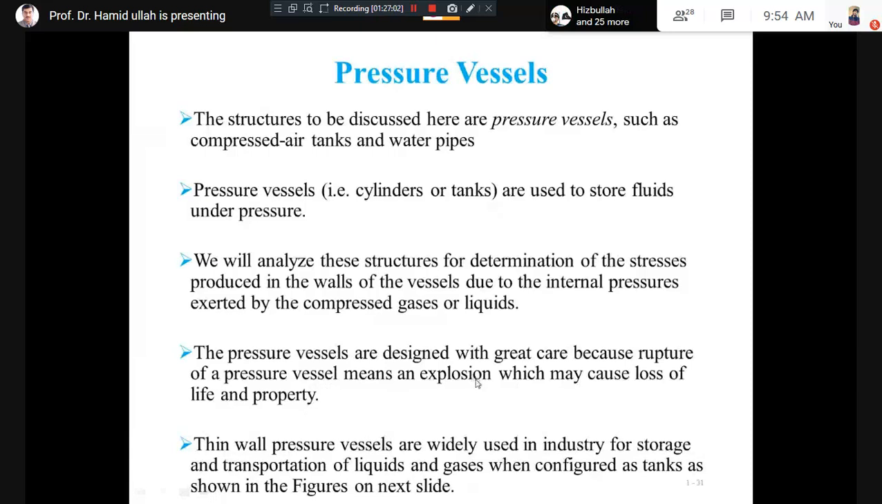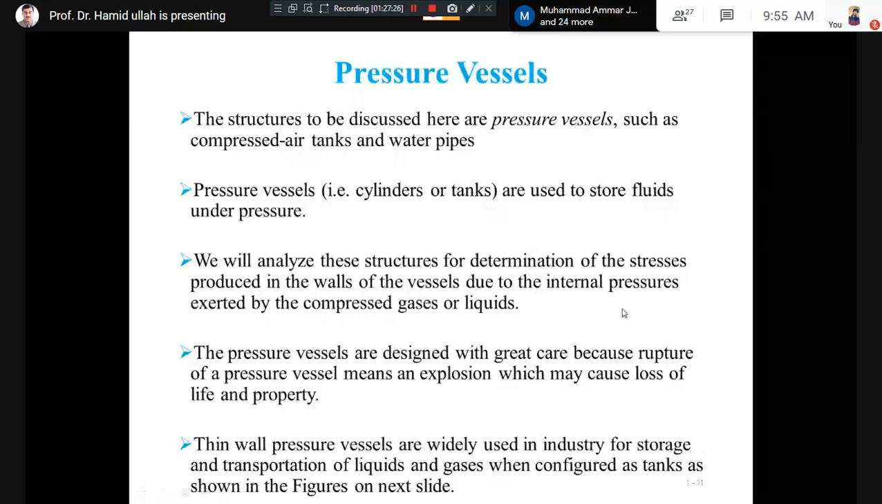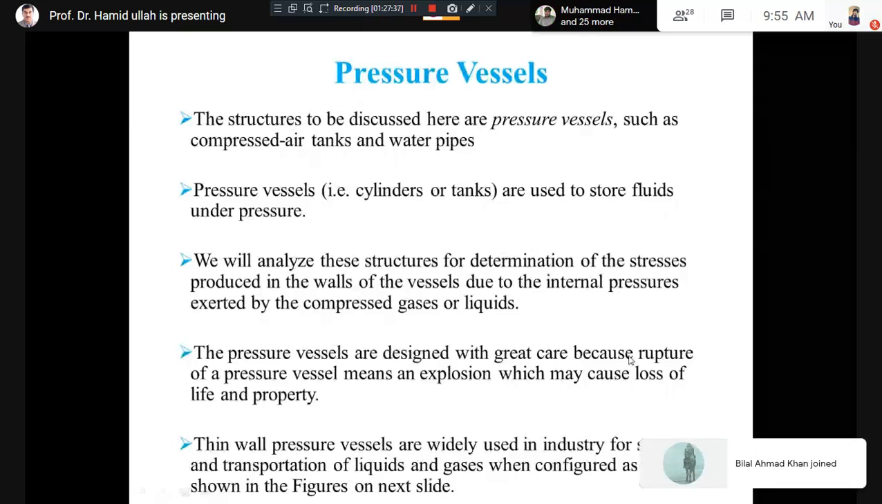For this particular reason, that they are causing very big loss to lives, as a designer it is your duty, your responsibility to design these pressure vessels. When you want to fabricate and manufacture them, utmost care, very much care should be given at the time of manufacture and fabrication of these vessels.